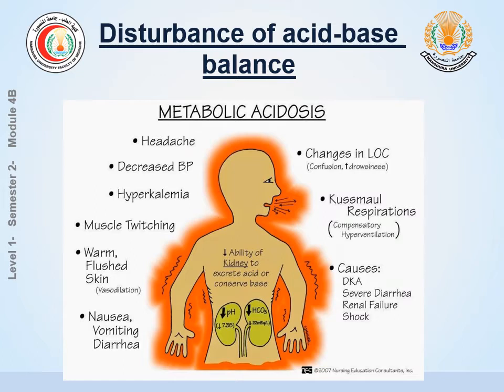When the disturbance occurs in the acid base, there will be metabolic acidosis. So renal failure is one of the causes of metabolic acidosis. Metabolic acidosis has many signs like change in the conscious level, confusion, and increasing drowsiness, Kussmaul respiration, which is acidotic breathing. It is a compensatory hyperventilation to excrete much carbon dioxide to compensate for metabolic acidosis. Other signs include hyperkalemia, headache, muscle twitches, nausea, and vomiting.